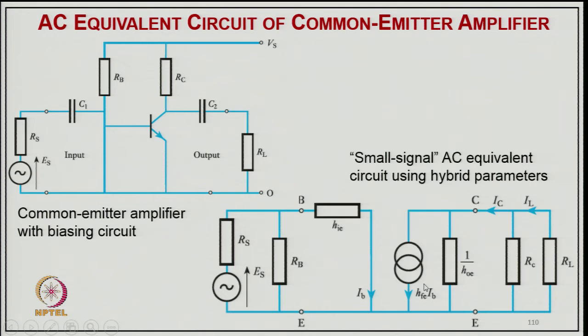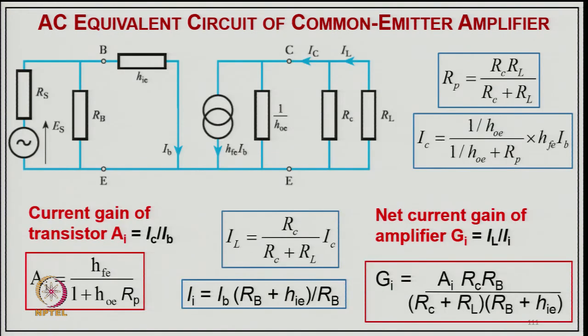So, that is what you can call the small signal AC equivalent circuit in terms of hybrid parameters, the same circuit here. We can modify it with RP equal to RC RL divided by RC plus RL, the two resistances. The collector current will be 1 upon HOE divided by 1 upon HOE plus RP, into HOE into IB, which is typically the current source here.